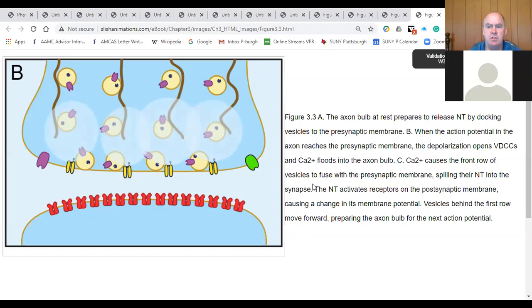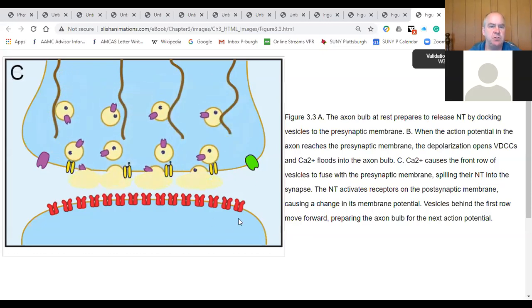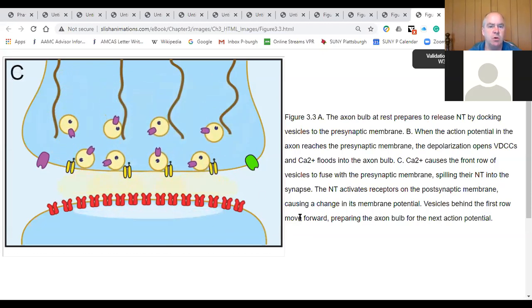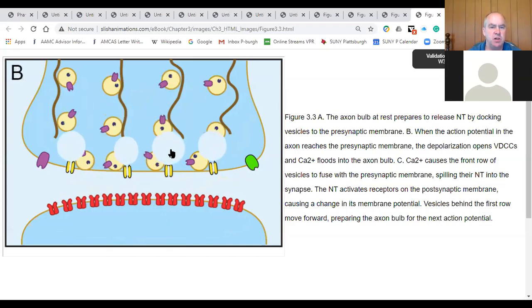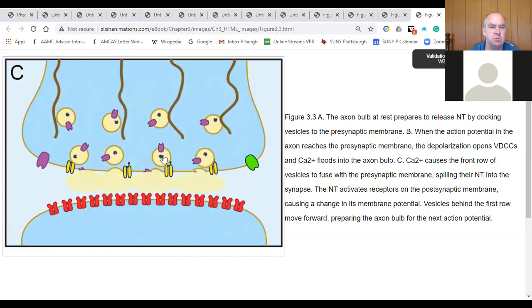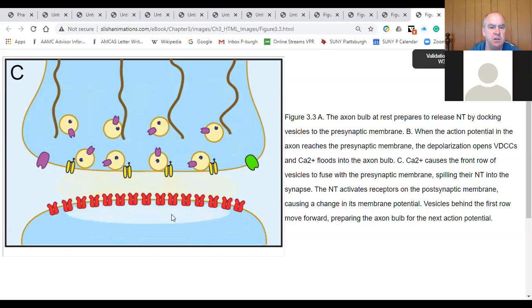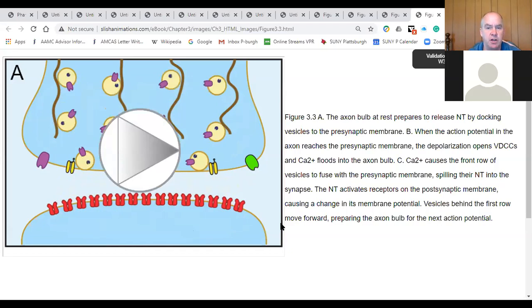Calcium coming in. Vesicles fusing, and the vesicles from behind come forward. Here's response at the postsynaptic side. And now we're ready to do it again. Let's watch that again. So calcium channels open, calcium comes in, vesicles fuse, vesicles move forward, neurotransmitter here, response there, and neurotransmitter clears up, response stops, and we're ready to do it again.